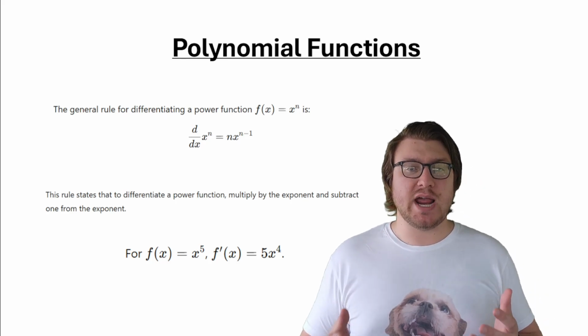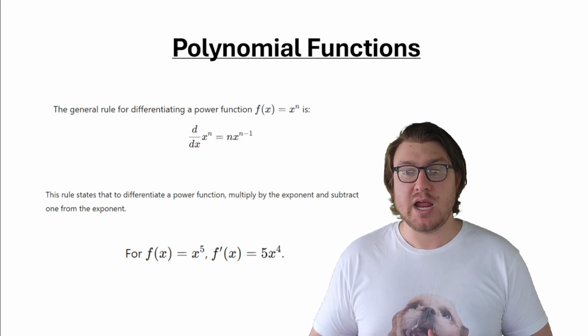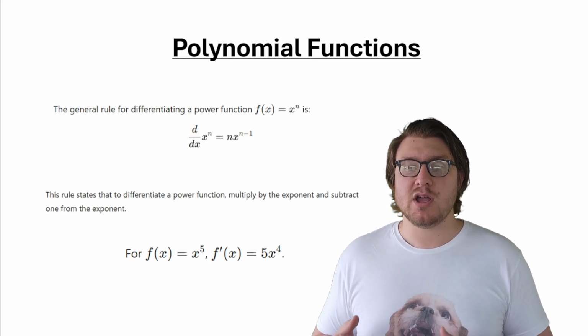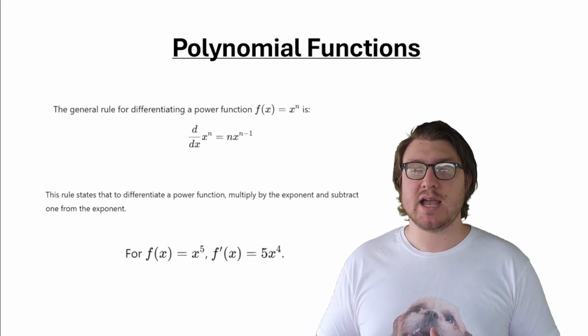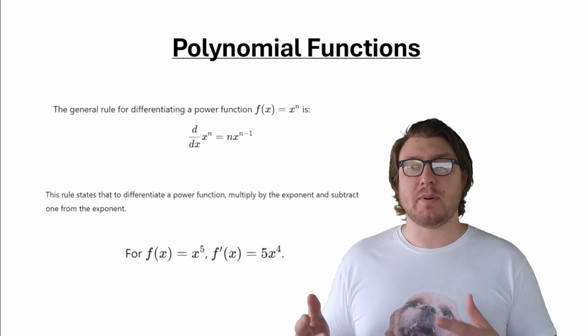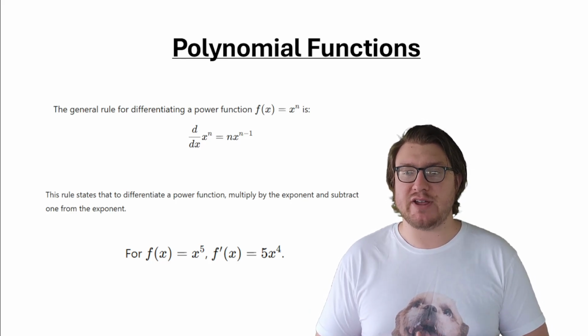We have a function f of x is equal to x to the power of 5. If we now want to apply the rule, n is our power, which is 5. So we're going to multiply the 5 to the front, 5 times x, and now we reduce the power of the 5 by 1 to make it 4. So we get the derivative is 5x to the power 4.